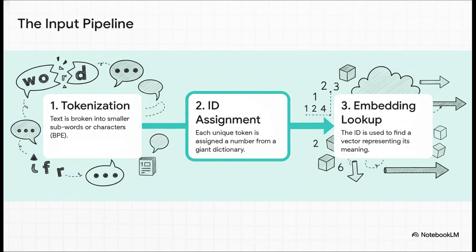First up is tokenization, which just breaks our text down into smaller, manageable chunks. So a word like running might become run and ning. Next, each of these unique little chunks or tokens gets its own ID number from a massive vocabulary list. And finally, and this is the key part, that ID is used to look up a special list of numbers called a vector or an embedding. This vector is what mathematically represents the token's meaning, and it's what the model actually works with.